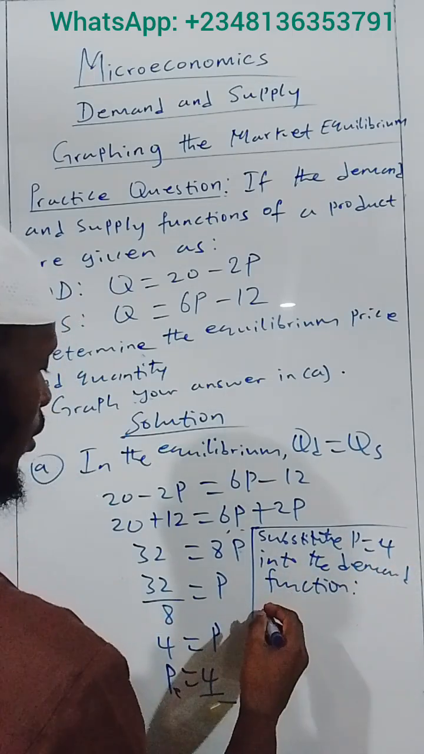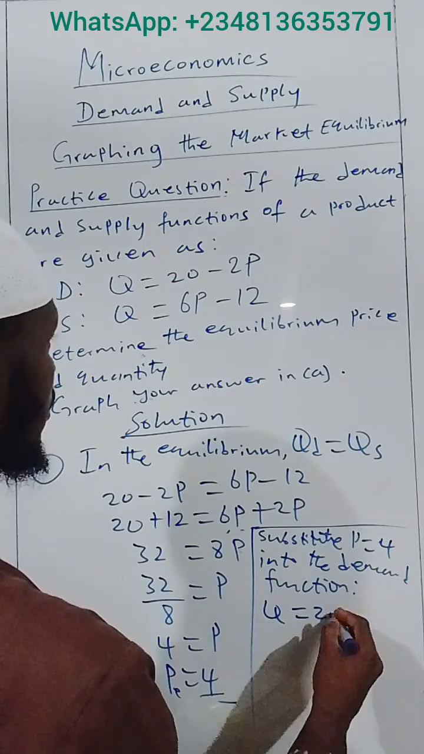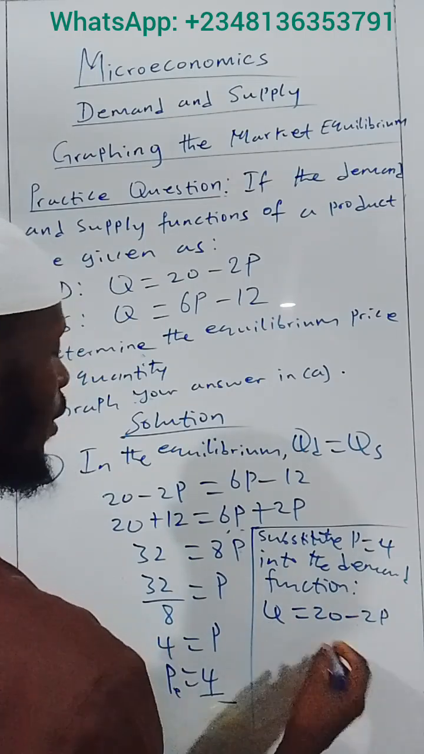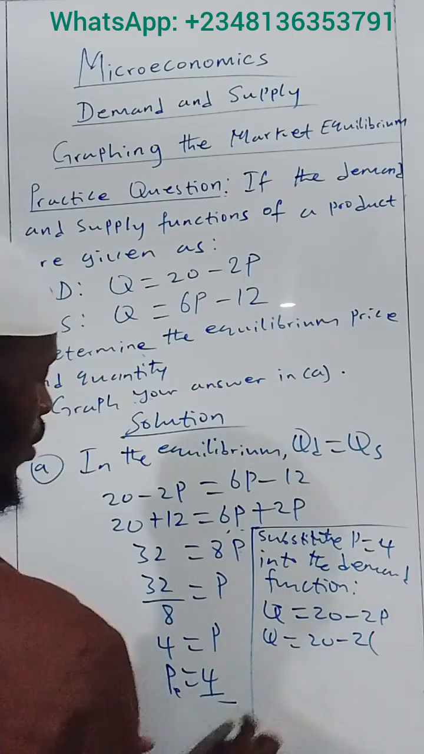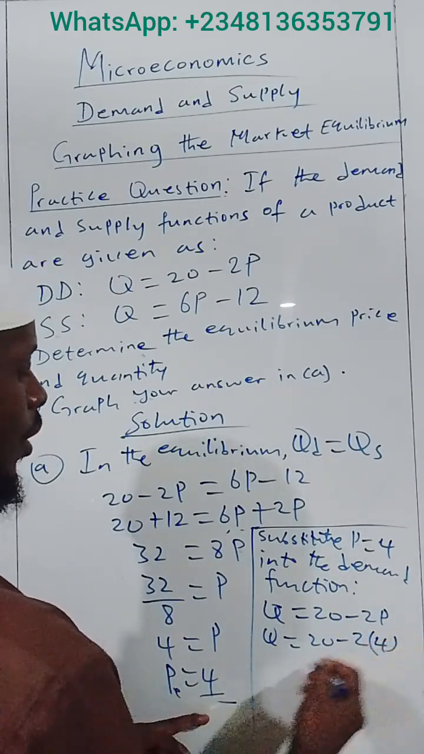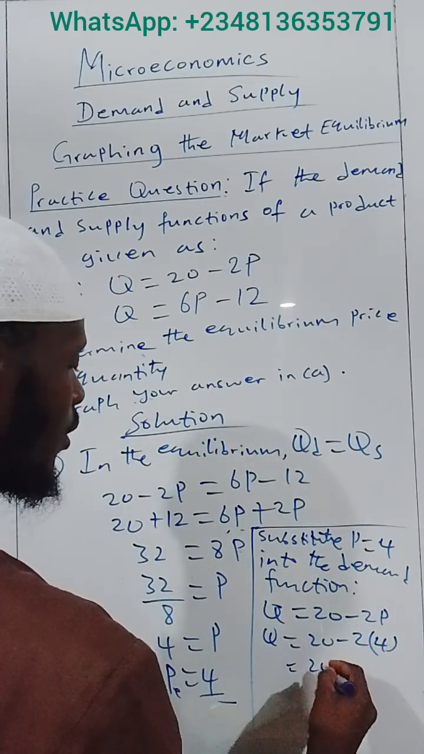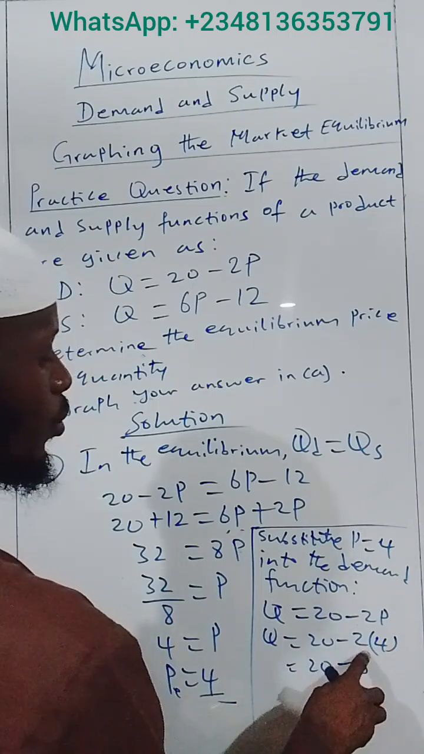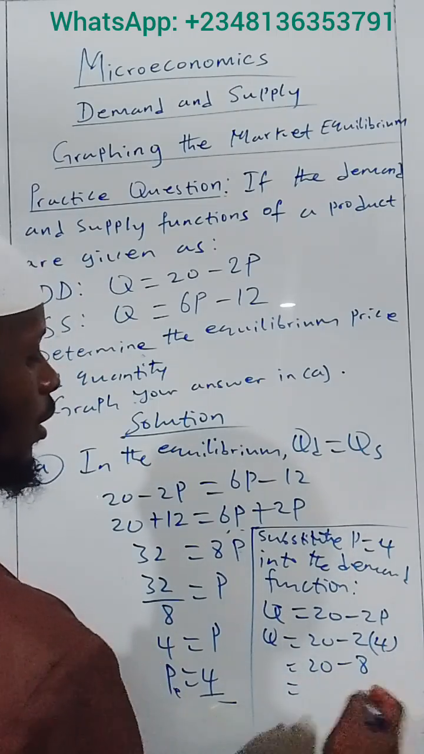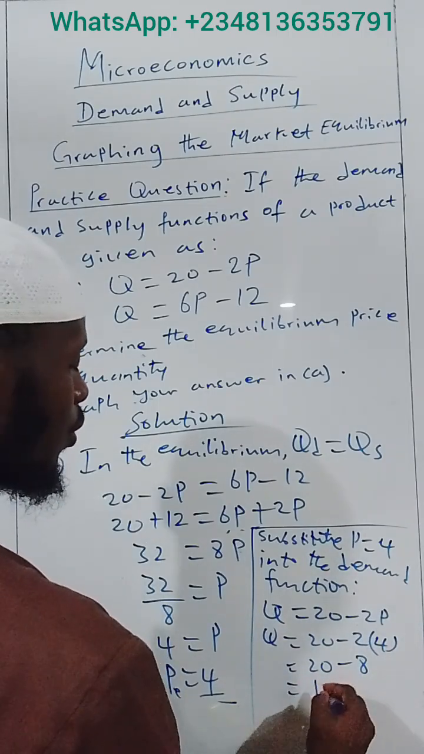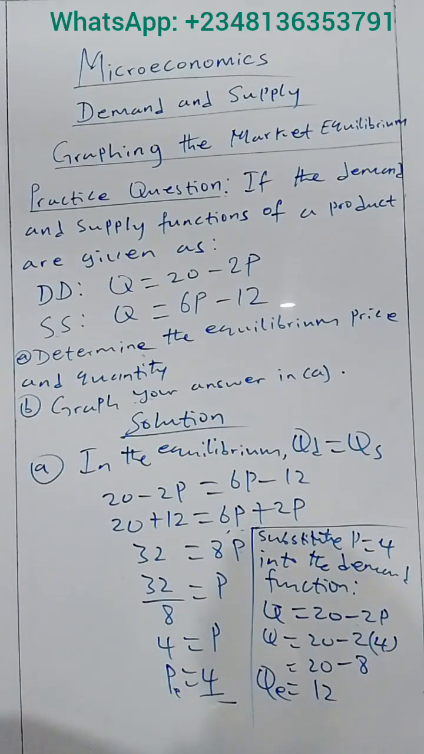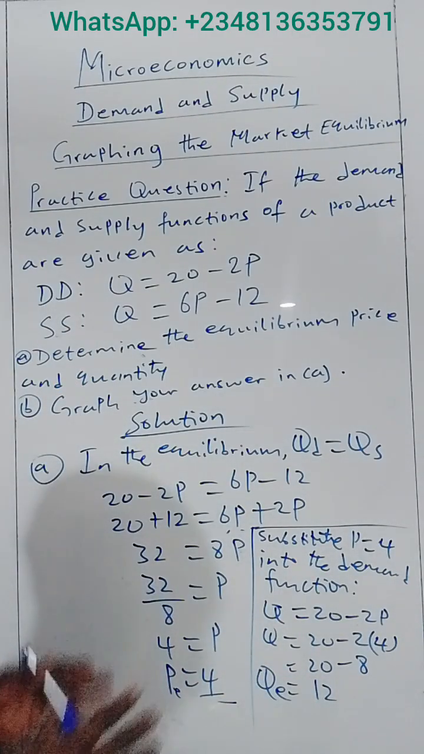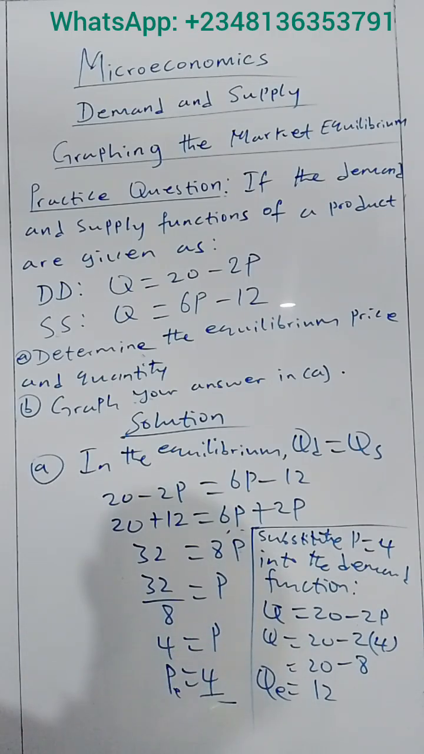In other words, we have Q equals 20 minus 2P. That's the demand function. Then we have Q equals 20 minus 2 times the value of our P, which is 4. Then we have 20 minus 8. 2 times 4 is 8, so 20 minus 8 gives us 12. Therefore, the equilibrium quantity is 12, while the equilibrium price is 4. So we are good to go. So we know the equilibrium price is 4 and the equilibrium quantity is 12.